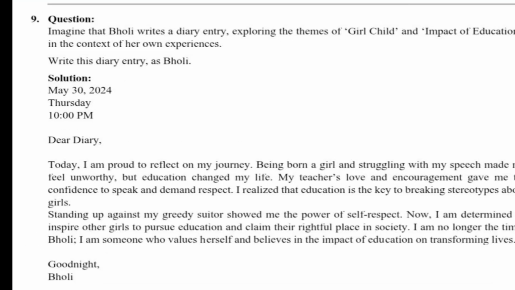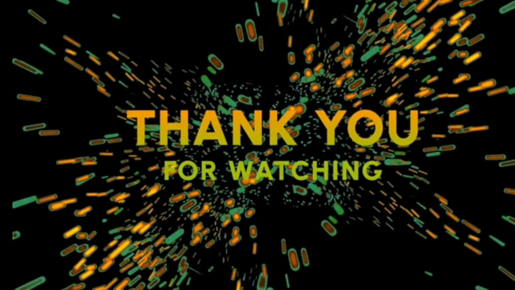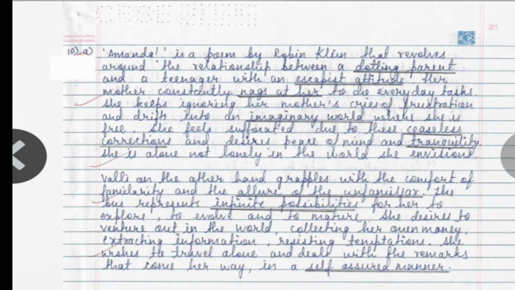And this question is for homework. Imagine Bholi writes a diary entry exploring themes of the girl child and the impact of education. It's very easy. I have written on this, but try this question. Now we have a topper's answer sheet.